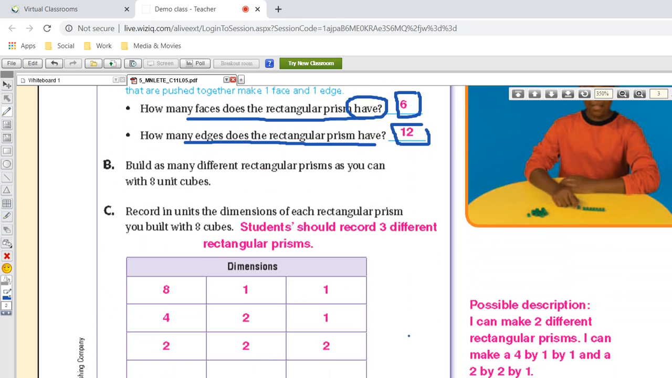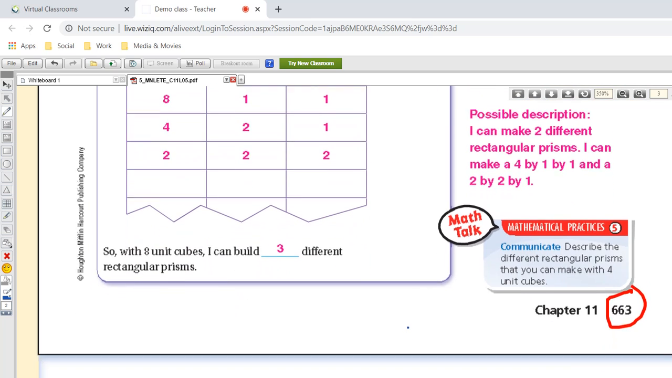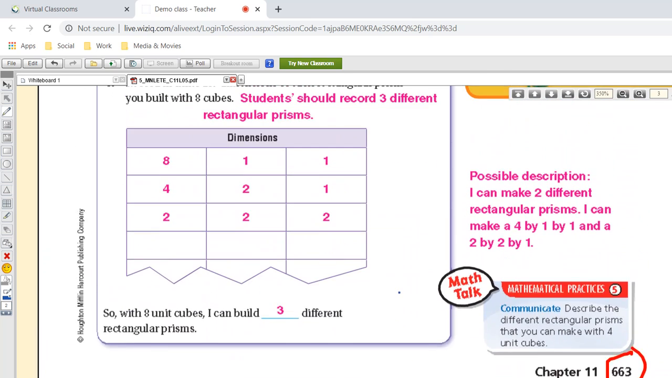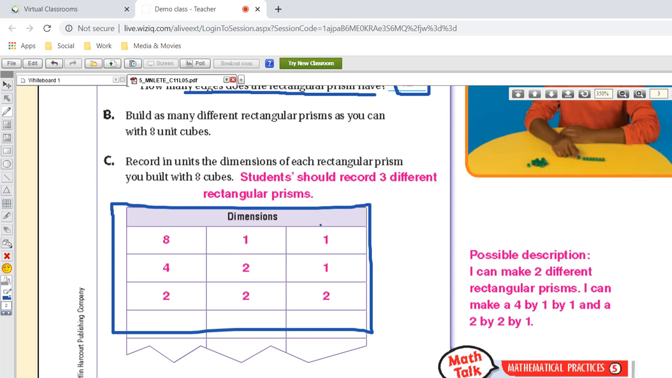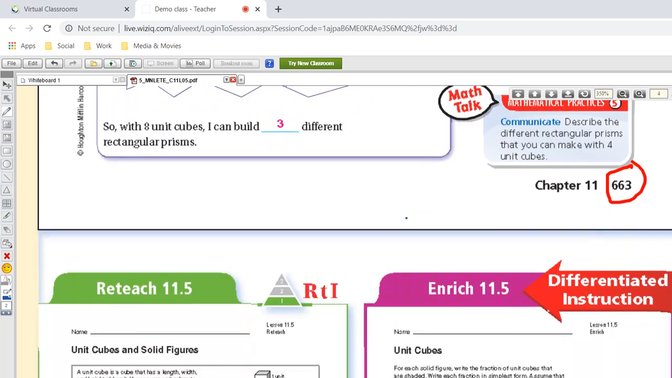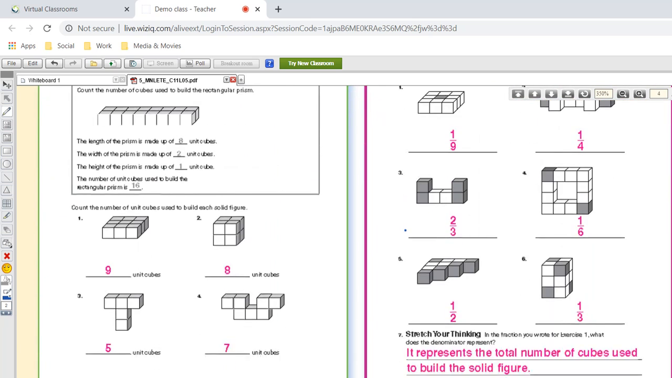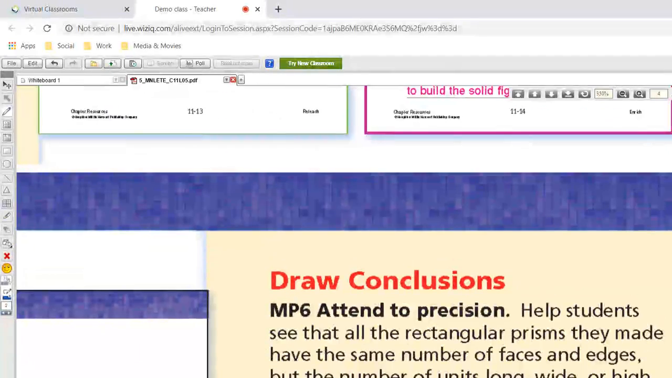Let's move to the next page. Firstly, write these answers, and let's move to the next page. By the way, this recording will be uploaded in your video lecture.